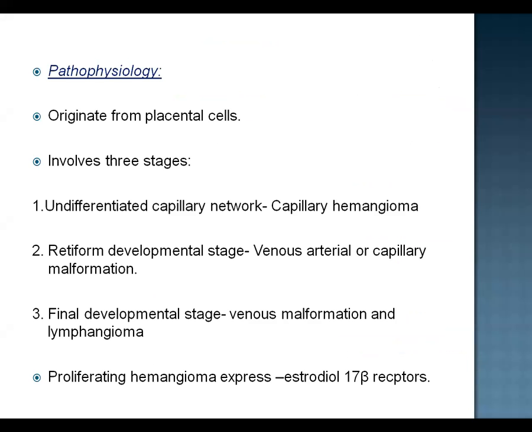Pathophysiology: they originate from placental cells and involve three stages: the undifferentiated capillary network, giving capillary hemangioma; the retiform developmental stage, giving arteriovenous or capillary malformation; and the final developmental stage, giving venous malformation and lymphangioma. Proliferative hemangioma expresses estradiol 17 beta receptors. So the three stages are the undifferentiated capillary stage, the retiform developmental stage, and the final developmental stage.